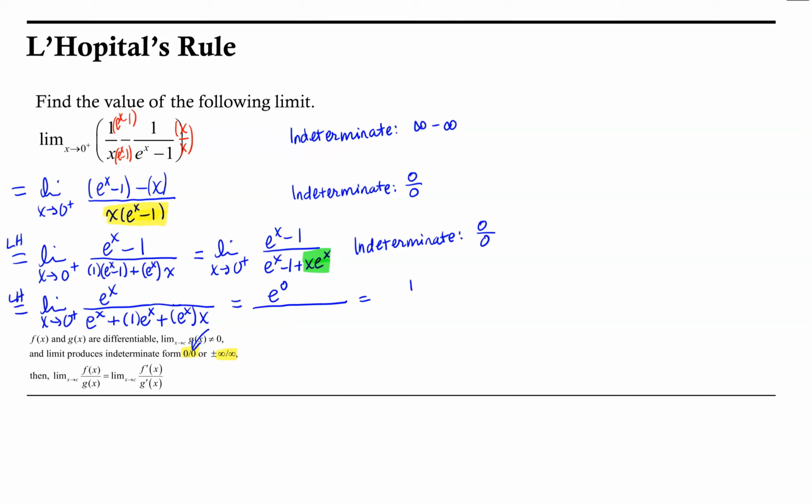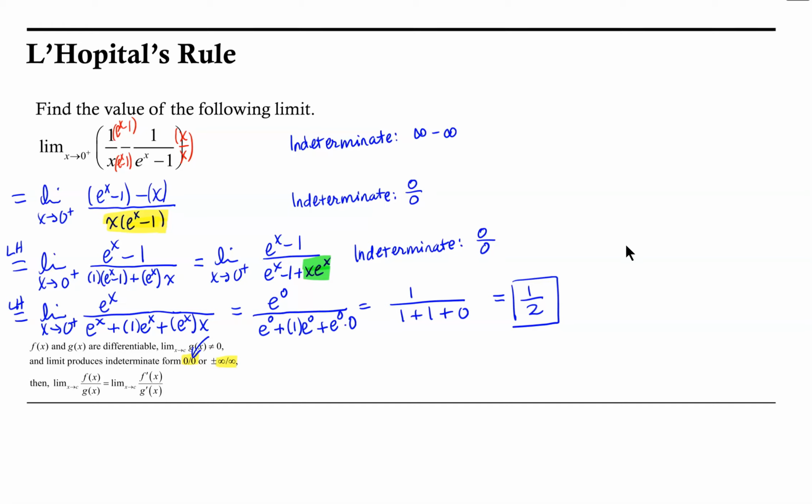In my denominator, as x approaches 0, that first e to the x term will approach e to the 0, plus then the middle term will be 1 times e to the 0, plus, and then the third term will be e to the 0 times 0. So we end up in the denominator with 1 plus 1 plus 0, or more simply, 2. So our limit in this case is equal to 1/2. I hope you find this helpful.